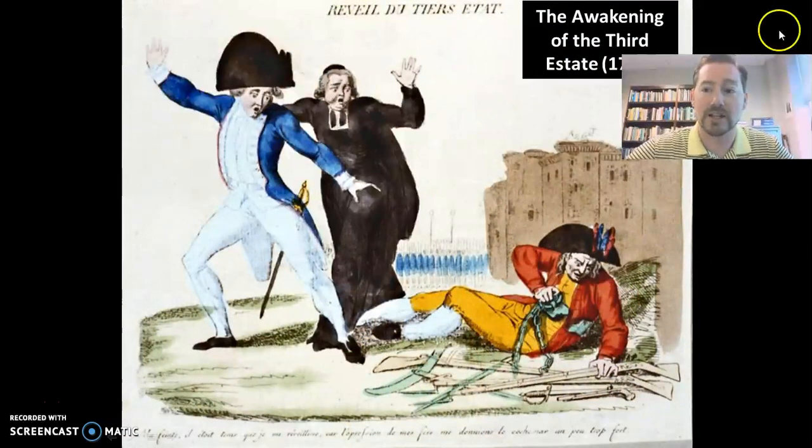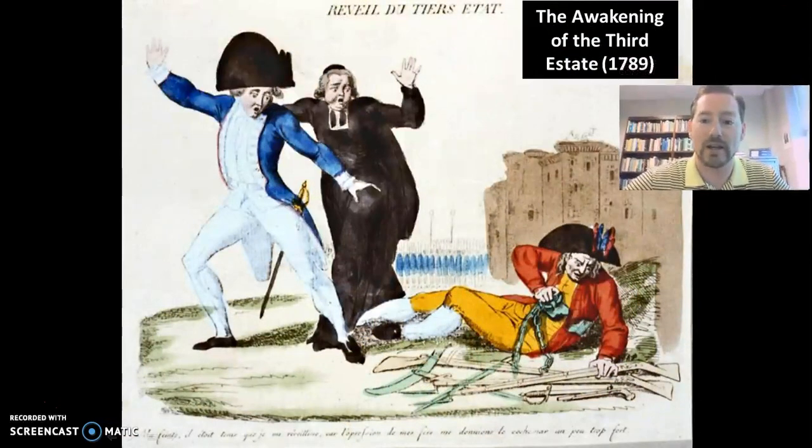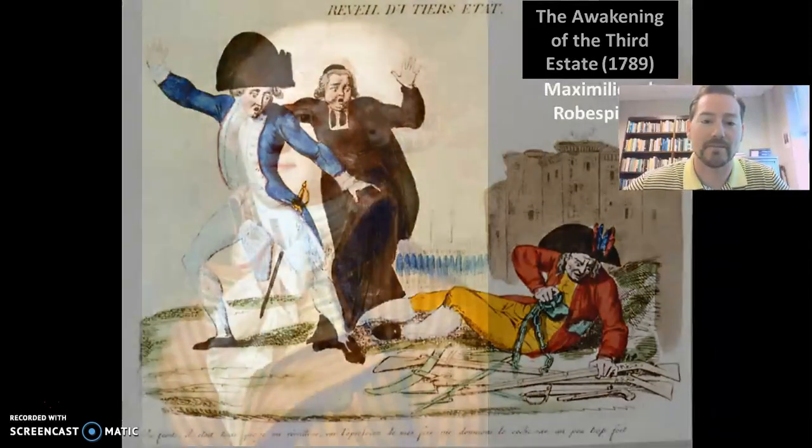You begin to see images like this. The Third Estate, they're awakening. And you can see here is a member of the aristocracy. Here's a member of the clergy. And oh, look, here's someone in the peasantry who is breaking off his chains here. And what's he reaching for? He's reaching for a weapon. So there's this anxiety around this time that the peasantry are going to rise up and take over and start to fight back from the two other estates.